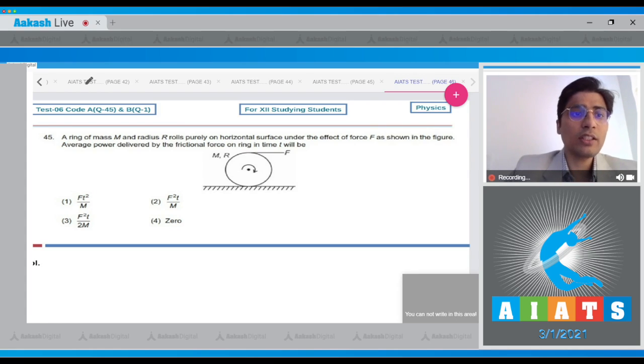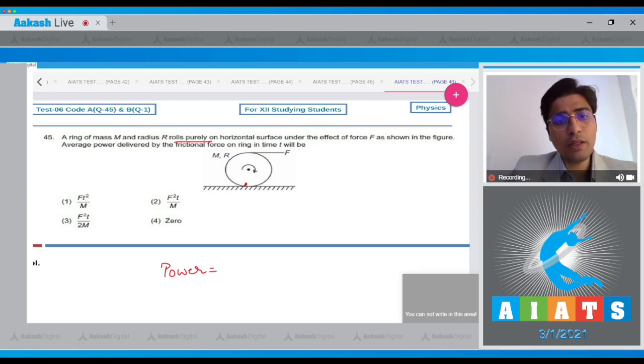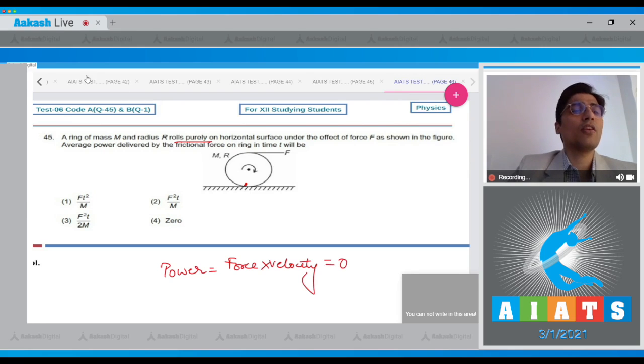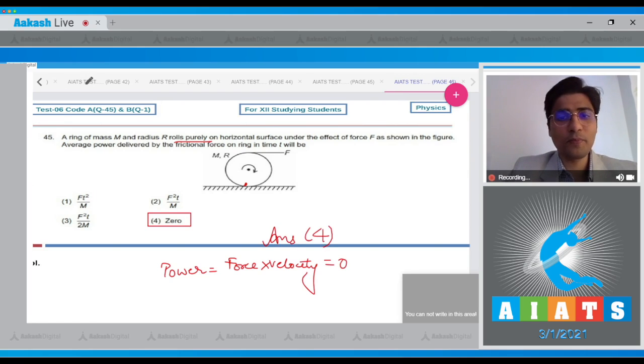Dear students, it is given that the ring rolls purely. So therefore, there is no skidding at the bottommost point. The point of contact with the ground does not move with respect to the ground. And hence, the power, which is simply force multiplied by velocity, will be 0 due to the reason that the velocity of the point of contact is 0. Meaning that the correct answer for this question is option number 4.